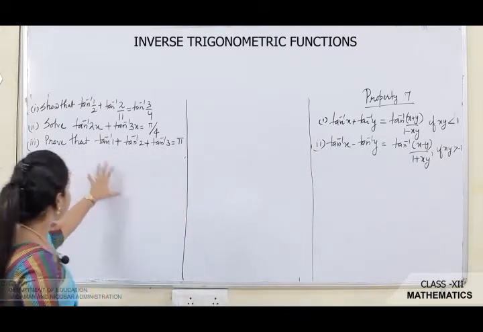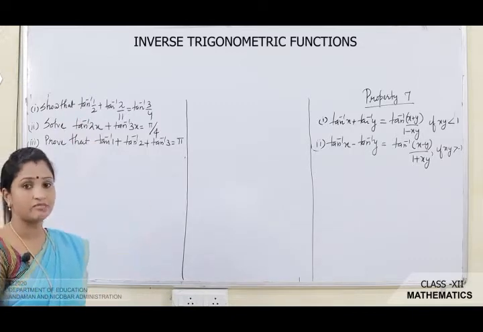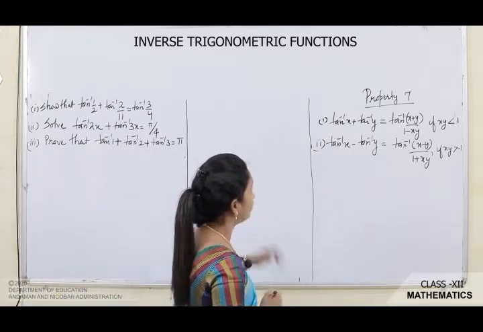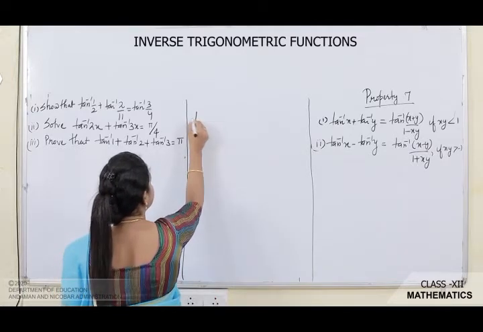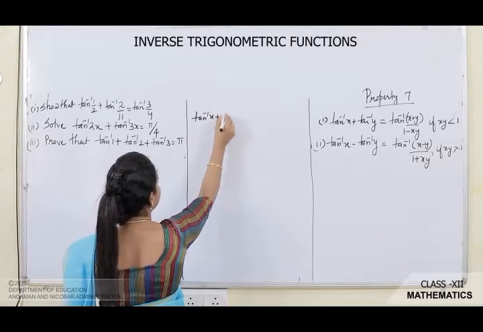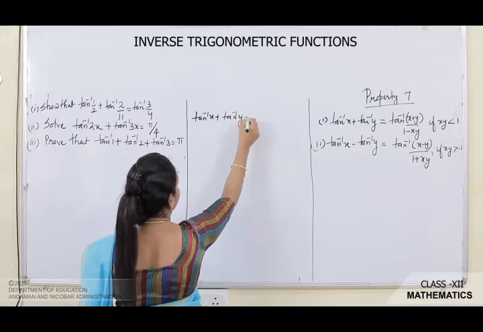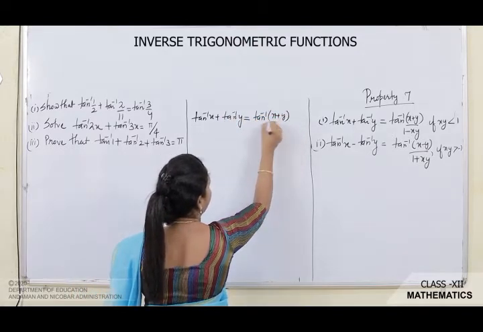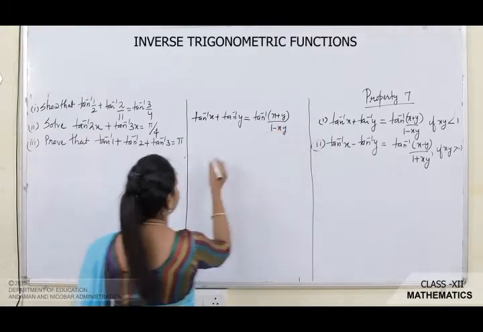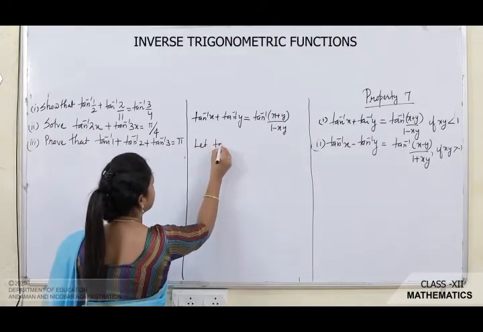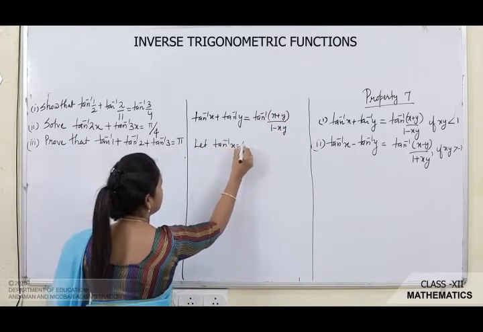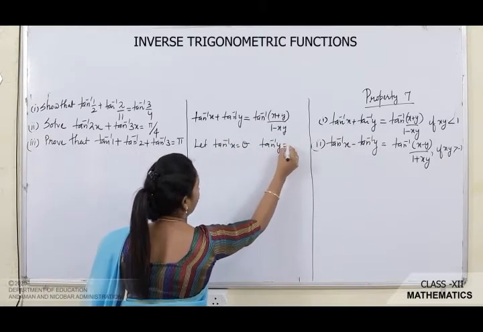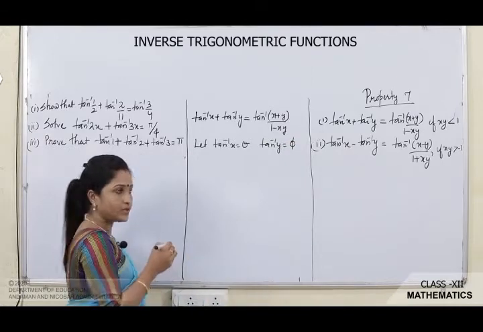Now these are the questions which are based on those properties. We will solve those questions also. Now let's see how to prove property number 1: tan inverse x plus tan inverse y is equal to tan inverse of x plus y by 1 minus xy. Now let us take tan inverse x is equal to theta and tan inverse y is equal to phi. Clear?